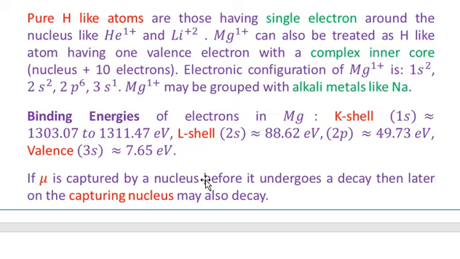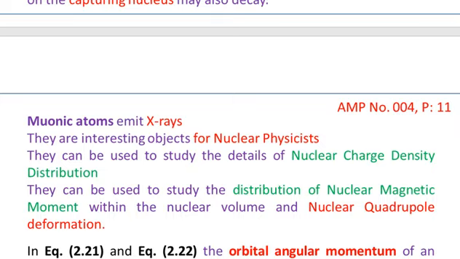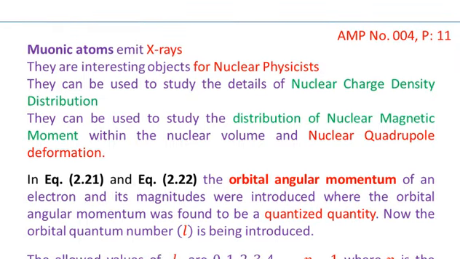If a mu is captured by a nucleus before it undergoes decay, then later on, immediately after that, the capturing nucleus which has captured the neutron will also decay ultimately. These muonic atoms are very useful in the study of some quantities related to nuclear physics. So here I just briefly want to mention them without going into detail.